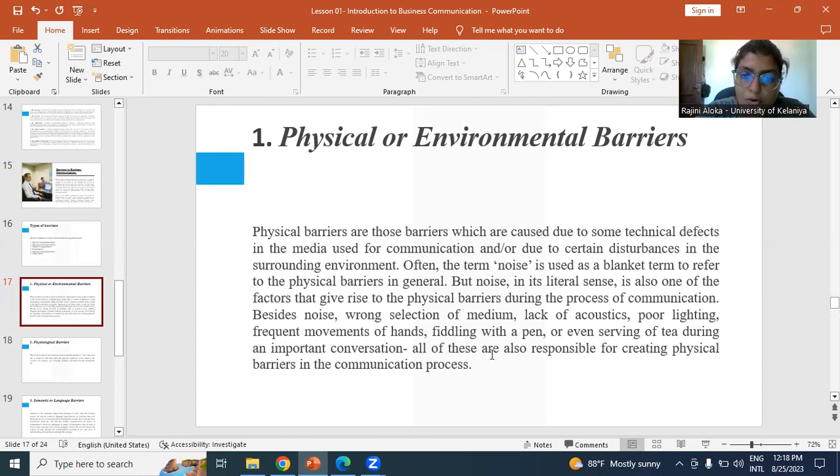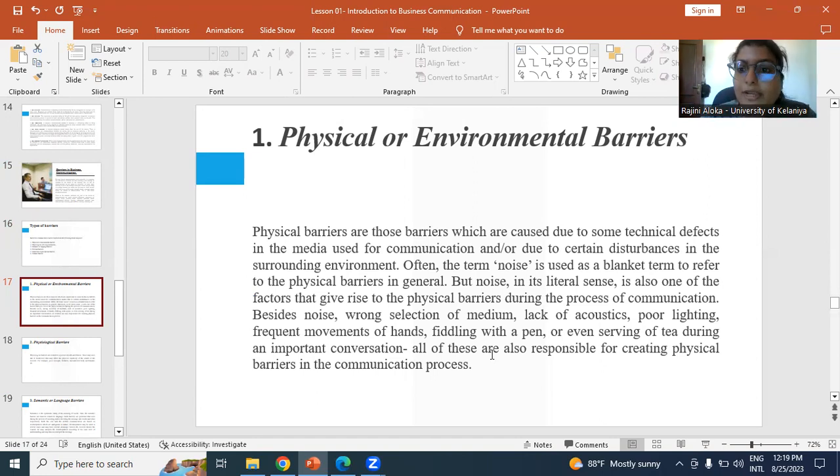Besides noise, wrong selection of medium, lack of acoustics, poor lighting, frequent movement of hands, fiddling with a pen, or even serving of tea during an important conversation. All of these are also responsible for creating physical barriers in the communicating process. So I think this is very much comprehensive.